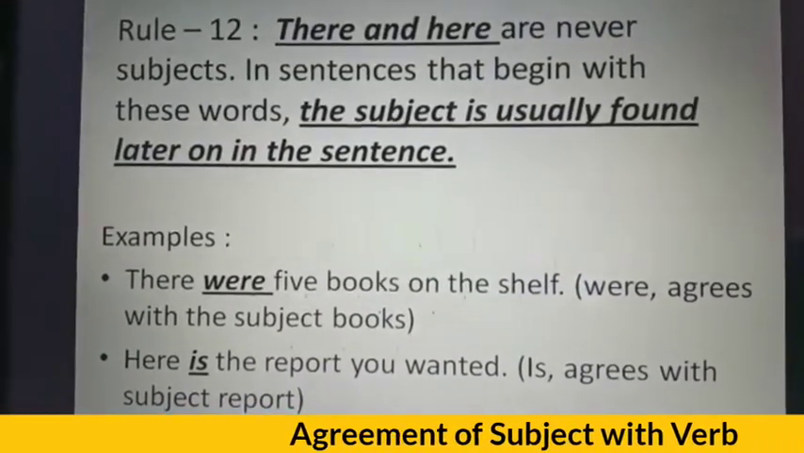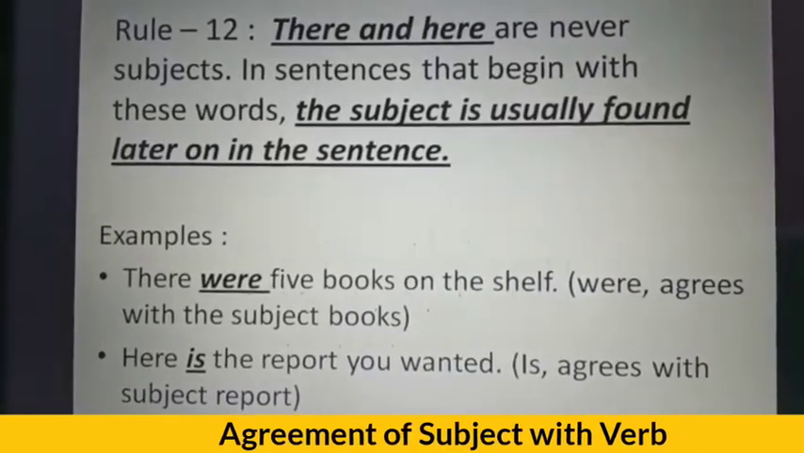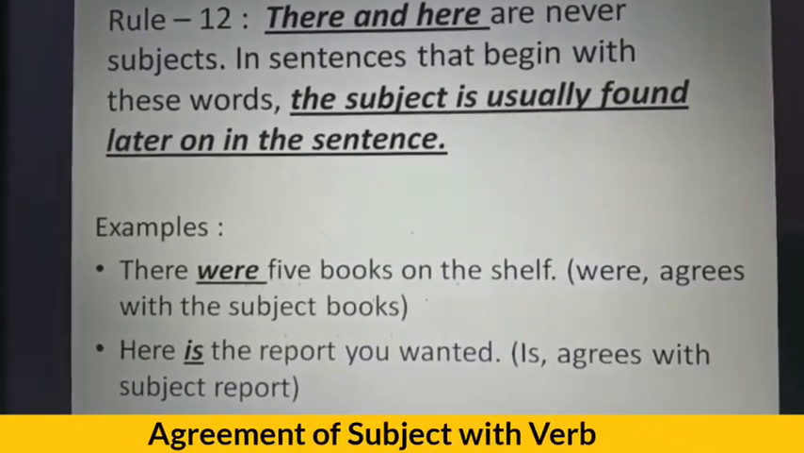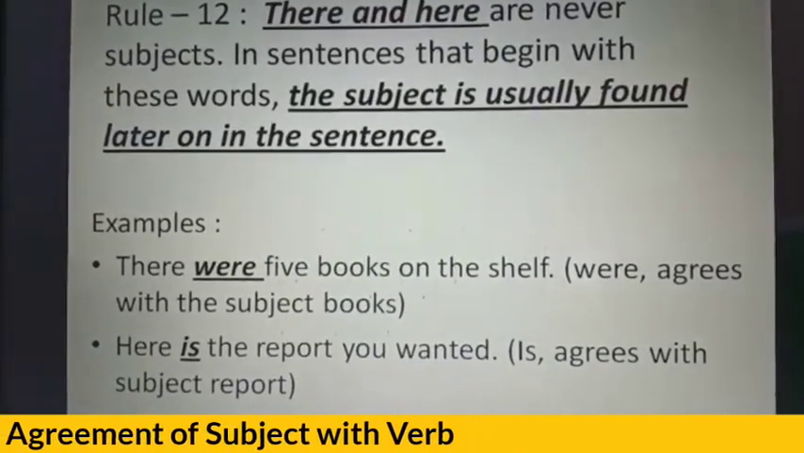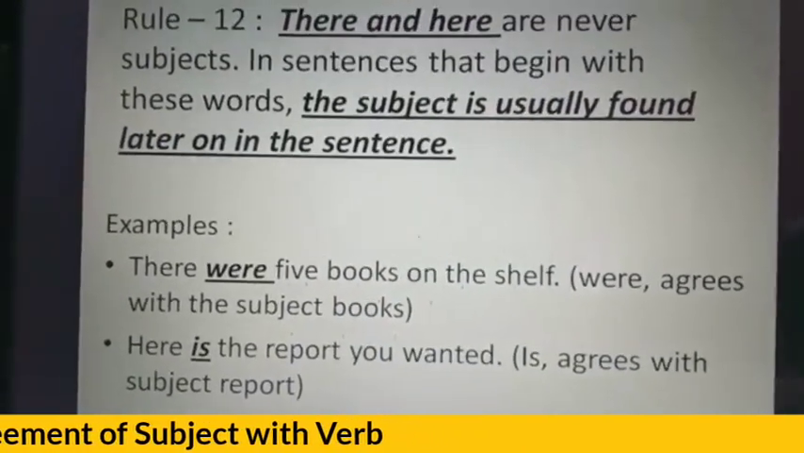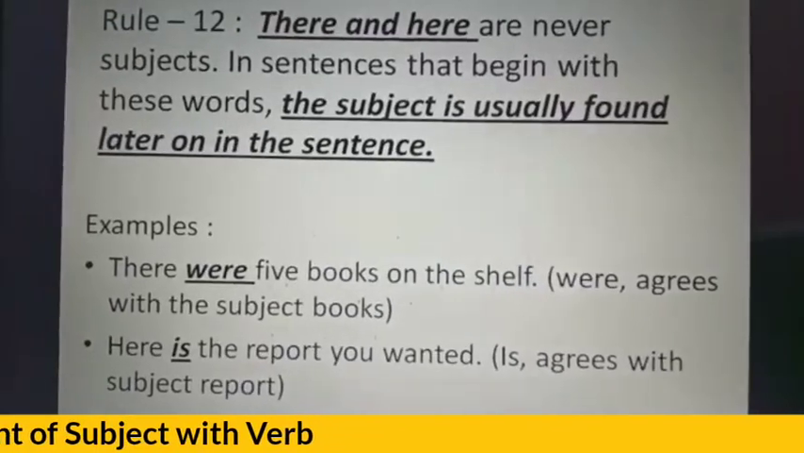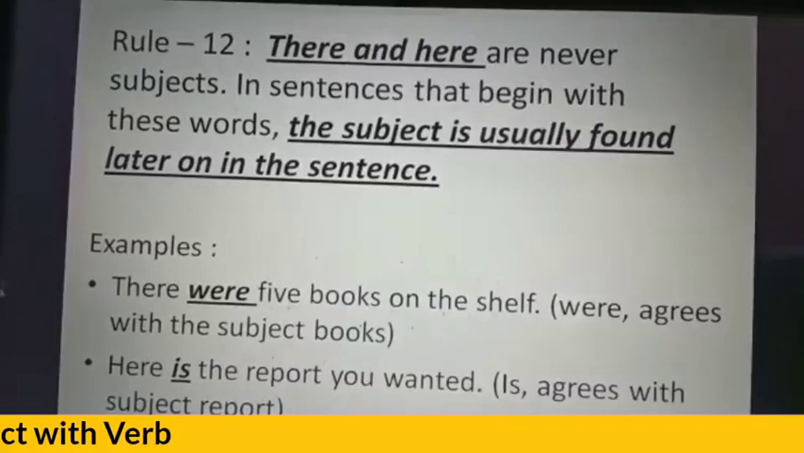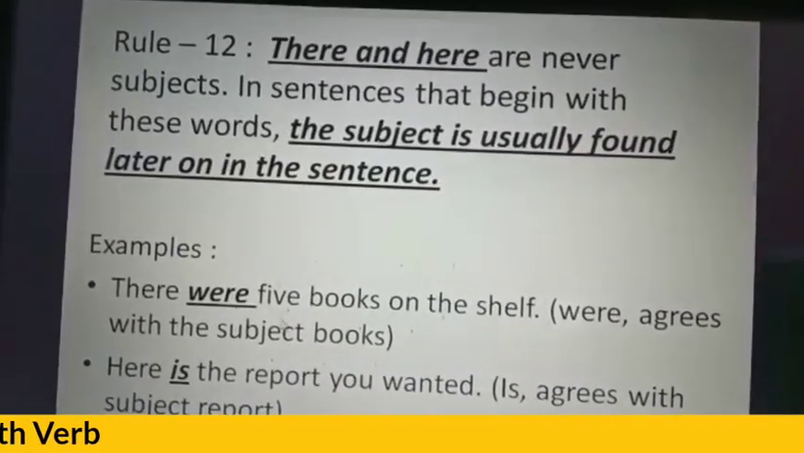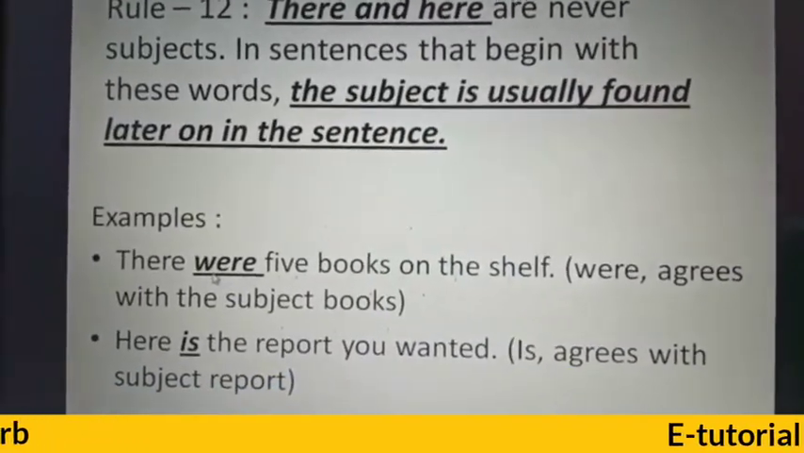Rule number 12. Here and there are never subjects. In such sentences, the subject is usually found later in the sentence. For example, you can see, there were 5 books on the shelf. In this sentence, there is not a subject, but the subject is books. Since books is a plural subject, it agrees with the plural verb, that is were.